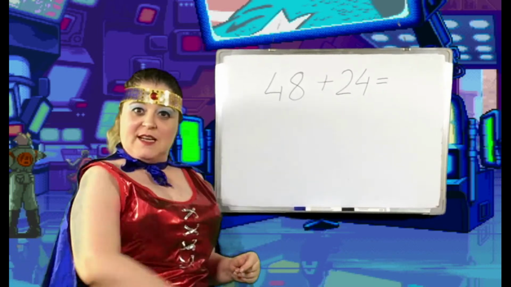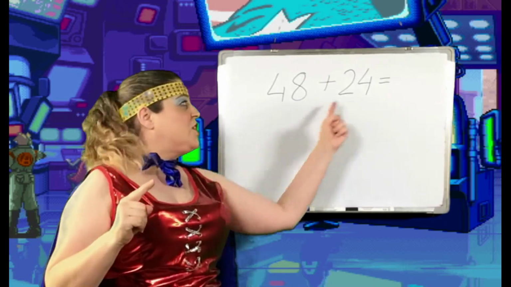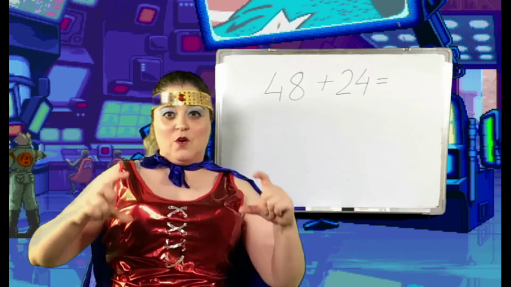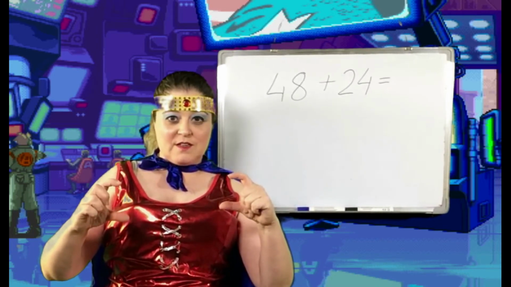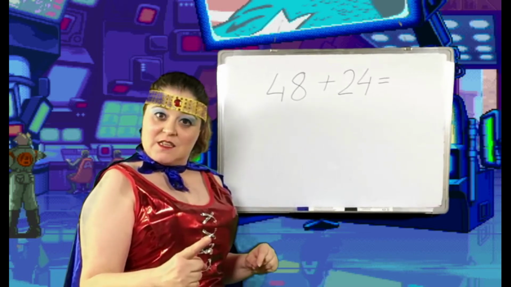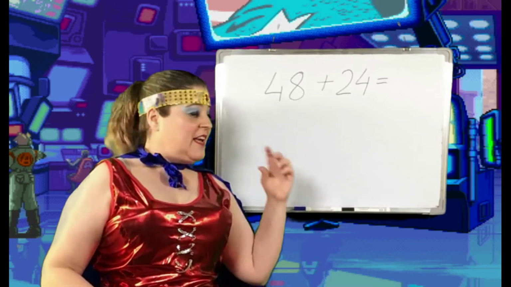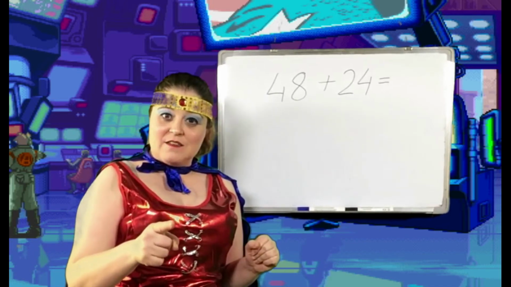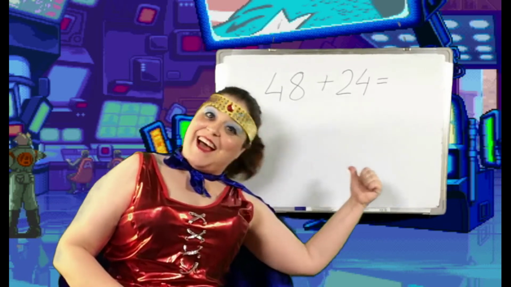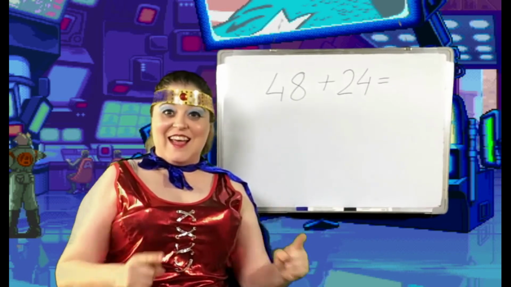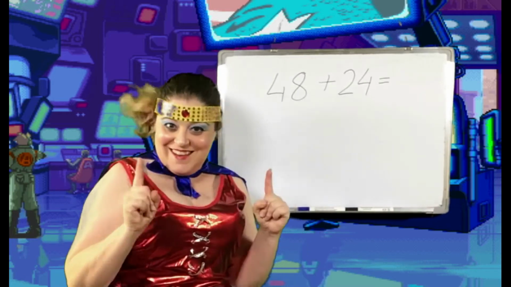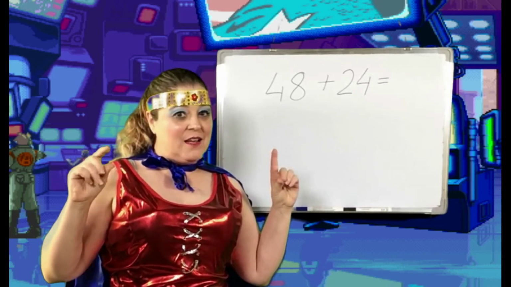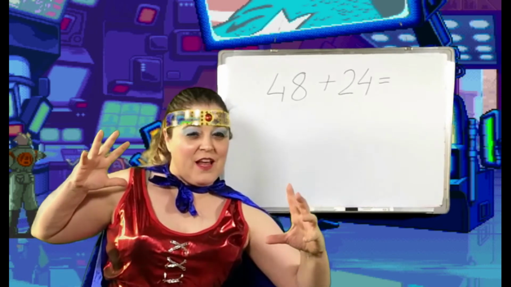Remember our steps. Partition. Partition both numbers. Draw. Draw your two ovals. Place. Place the tens in the first oval. Place the ones in the second oval. Add. Add the tens. Add the ones. And then finally, put it together. And there's your answer. Okay? Are you ready? 1, 2, 3, go!